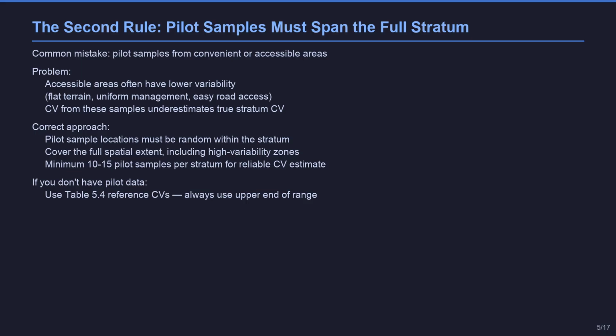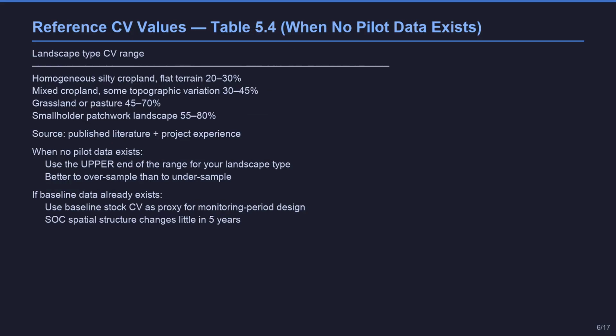Pilot sample locations must be randomly placed within the stratum and must cover the full spatial extent, including high variability zones. A minimum of 10 to 15 pilot samples per stratum gives a reliable enough CV estimate to use in the Cochran formula. If you haven't done pilot sampling yet, use Table 5.4 from the PDF guide as your reference.